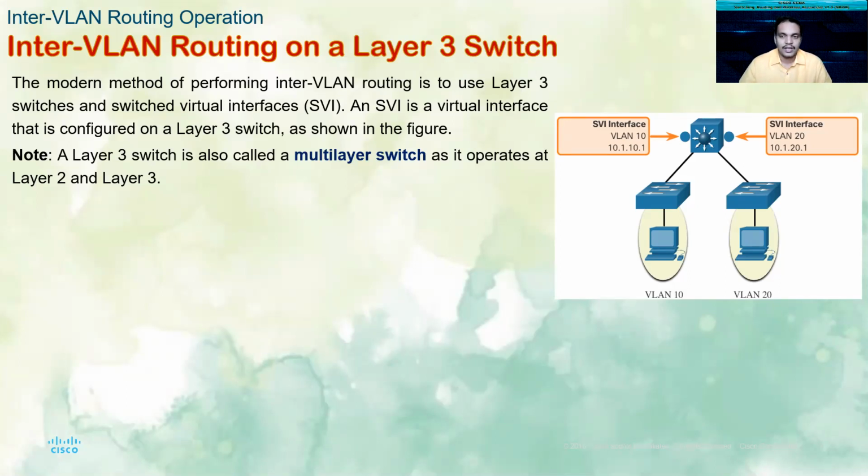Now, yes, you heard it right. Layer 3 switch, because we keep learning that the switch is a layer 2 device, but we have a switch which can operate at layer 2 and layer 3. That is the reason we call it a multi-layer switch, or an MLS. It is shown by this particular icon here.